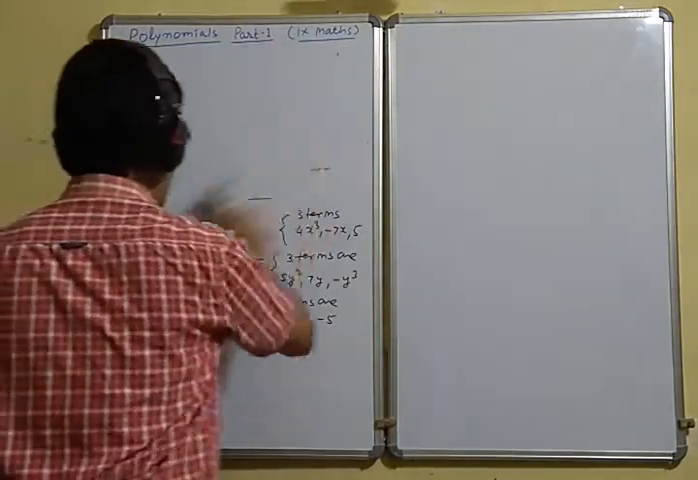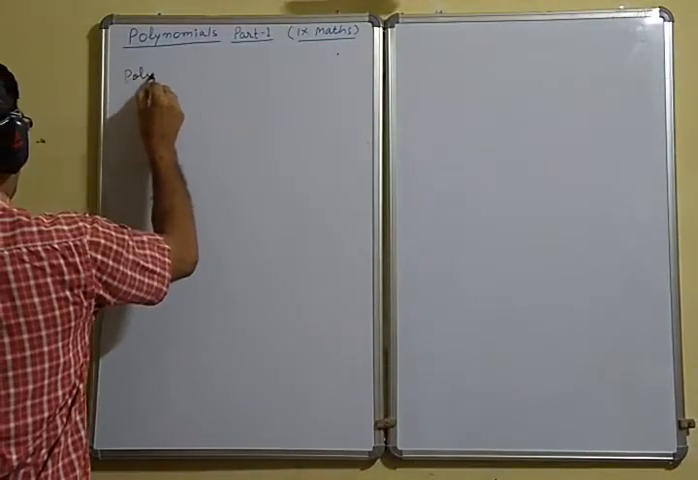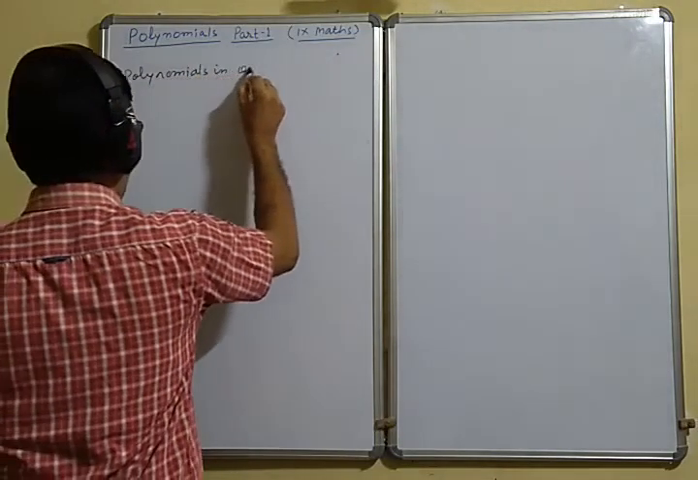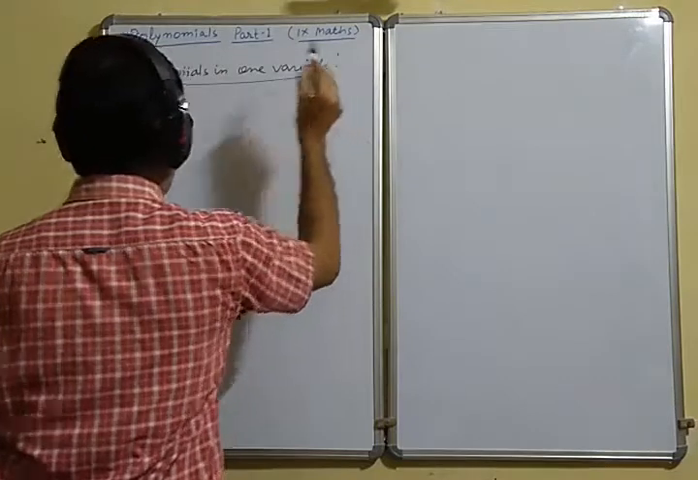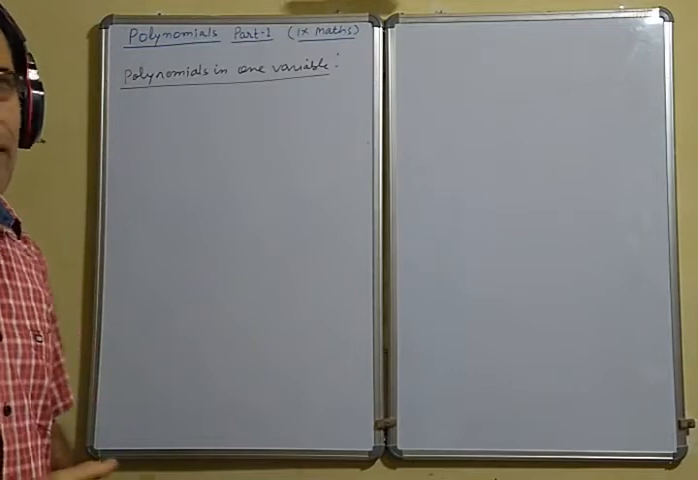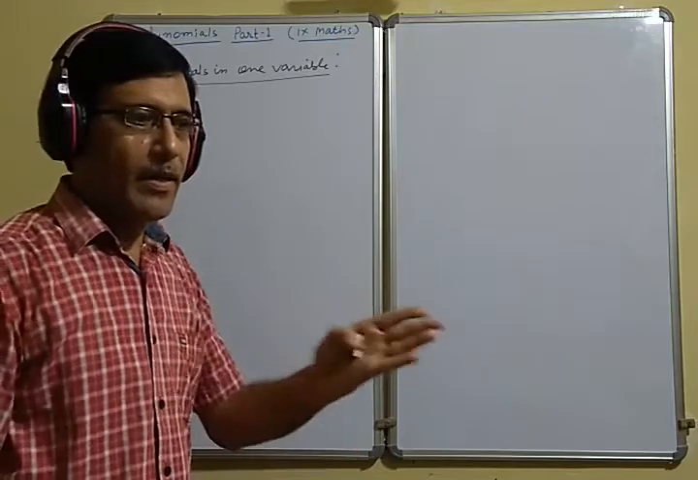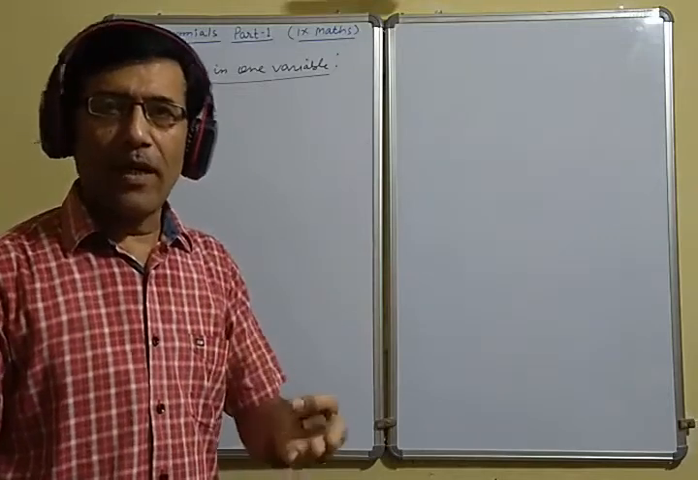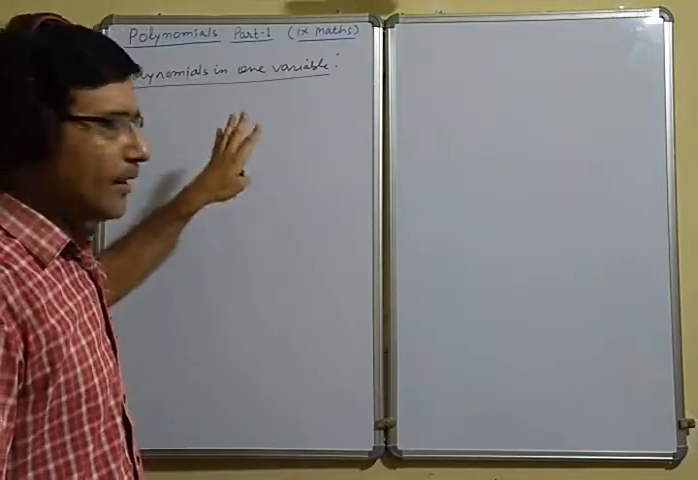Now the next point that we have to discuss: polynomials in one variable. This is very important, and we must know the definition of an expression of this form. Try to understand this definition so that we can find out whether a given expression is a polynomial or not. So be careful with the definition.